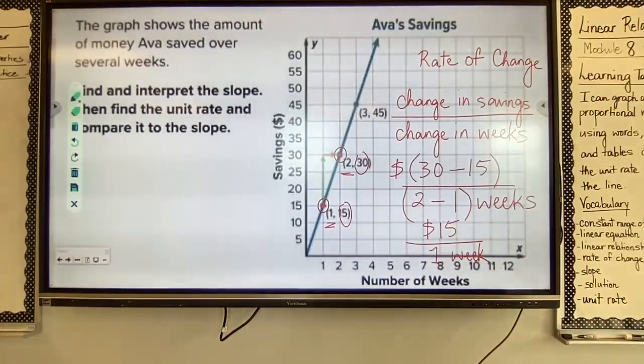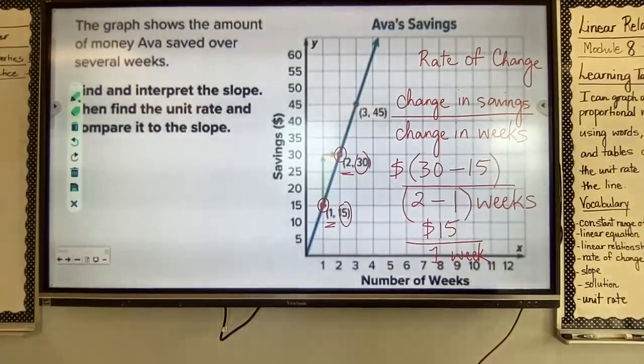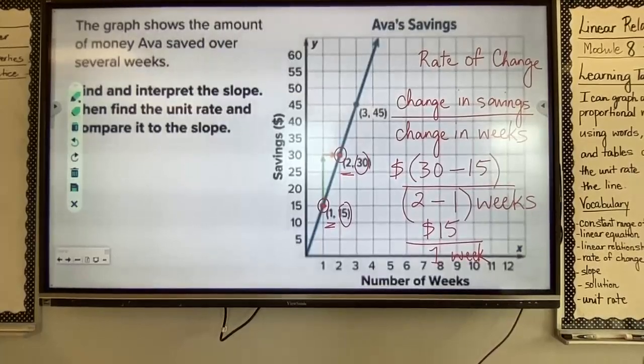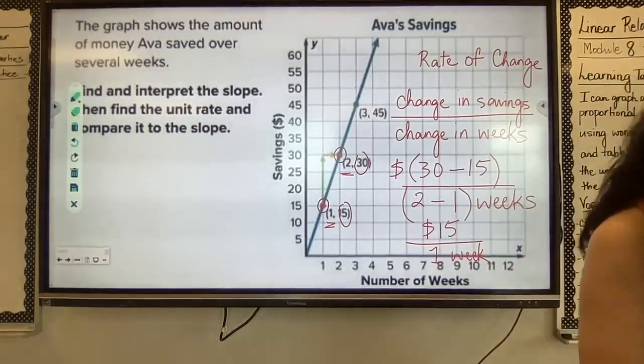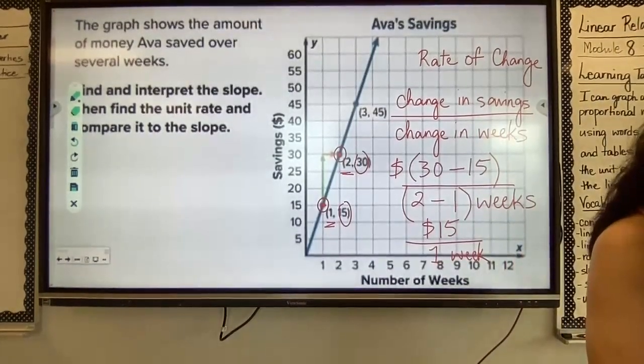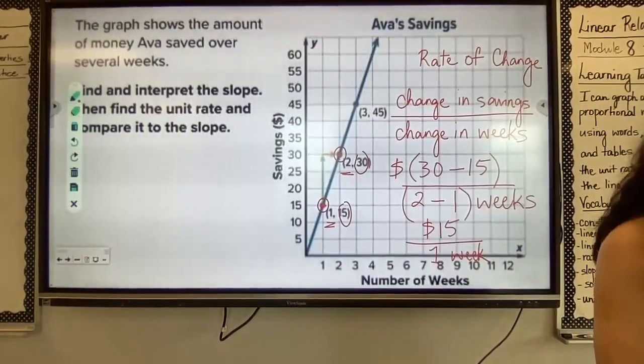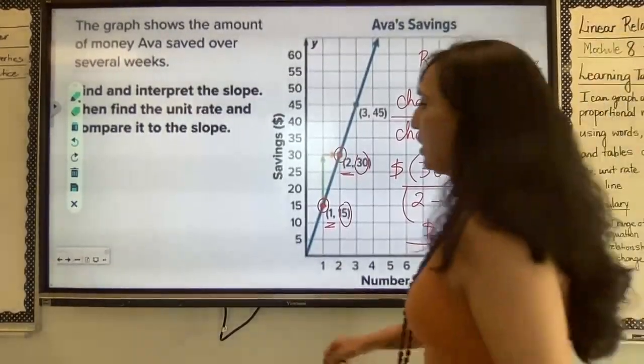Okay. Now, how would the slope compare if you had chosen two different points? Because the slope of the line is a constant rate of change, what's going to happen? The slope is going to be the same no matter which 2 points are used. Okay, so no matter which 2 points are used, the slope is going to be the same. So let's do another one.